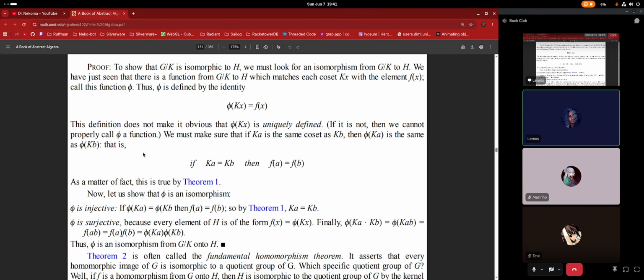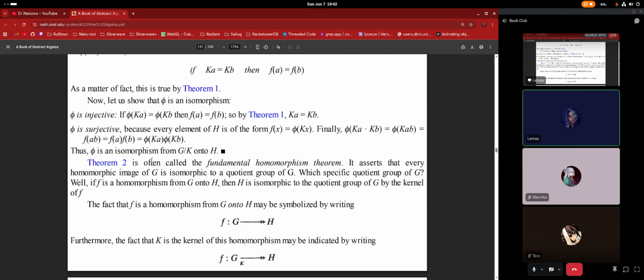Now we need to show that phi is an isomorphism, so it's injective, it's surjective. And then theorem 2 is called the fundamental homomorphism theorem. It asserts that every homomorphic image of G is isomorphic to a quotient group of G.